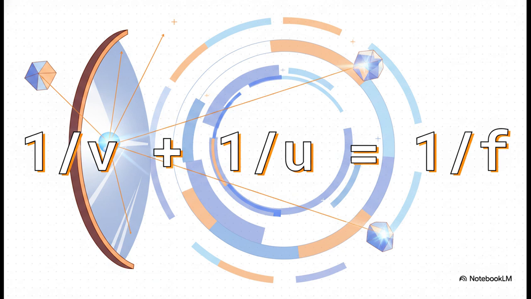This singular equation known as the mirror formula universally links the object distance, the image distance, and the focal length for literally every single spherical mirror scenario. By just plugging in our positive and negative numbers from that Cartesian grid, we can calculate exactly where an image will appear, and we don't have to draw a single ray diagram to do it.